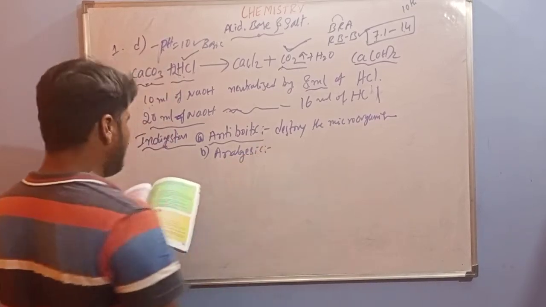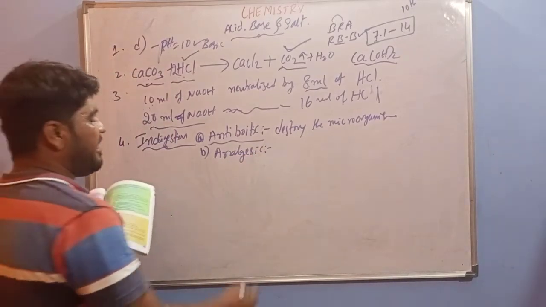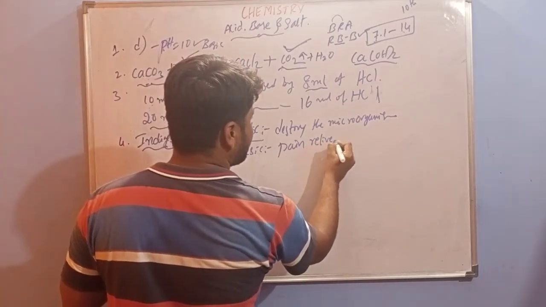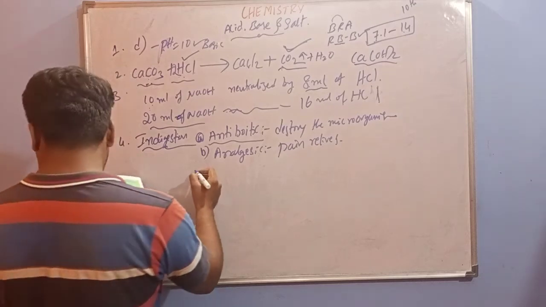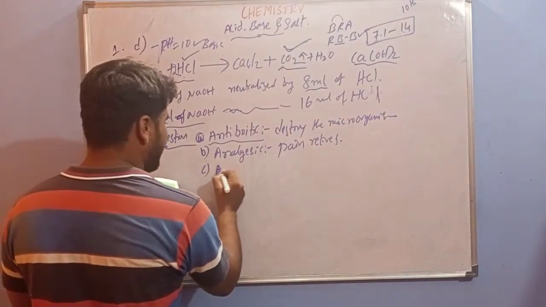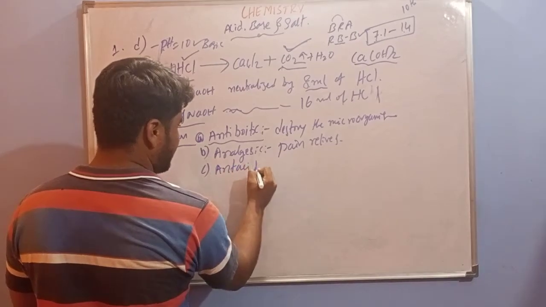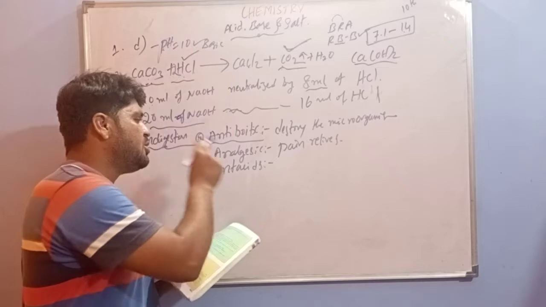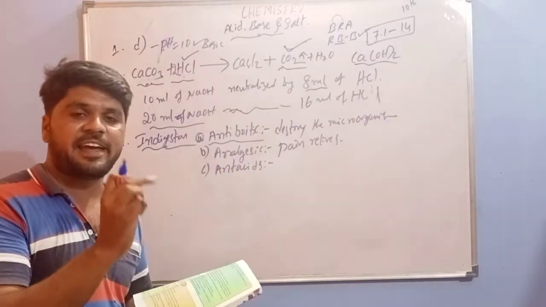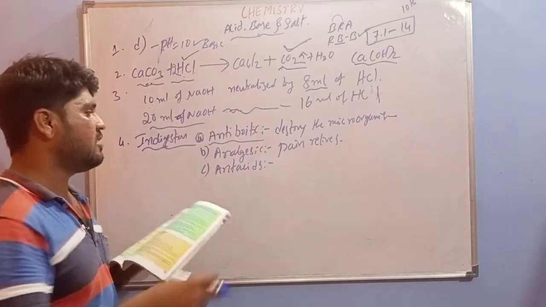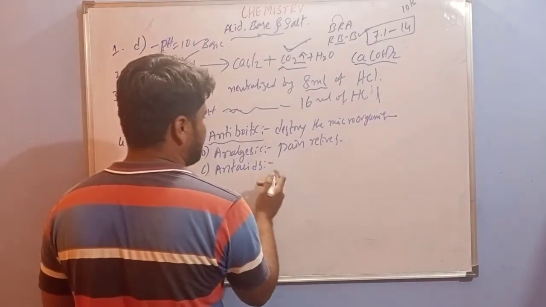This is the chemical used for pain relief. Analgesic is used for pain relief. Next, C: antacids. These antacids are chemical substances used to neutralize the excess of acid in the stomach. That's why this is the correct answer.